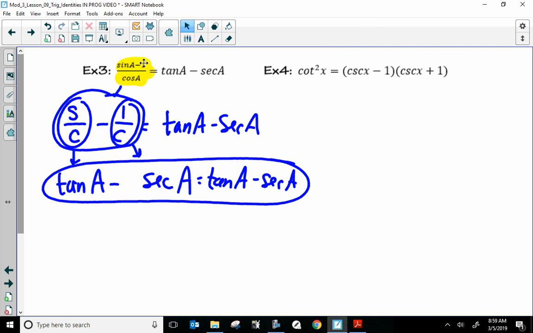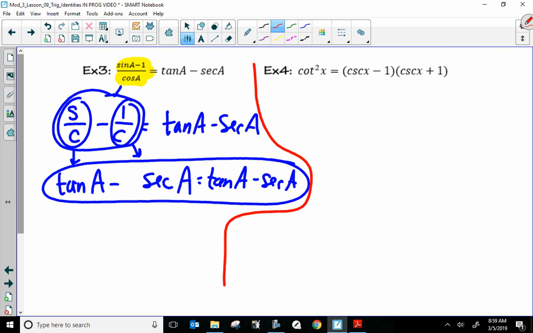Okay? So let's take a look at example 4. Oh, example 4. Ugh. All right. I have cotangent squared of x equals cosecant of x minus 1 times cosecant of x plus 1. Now, my brain is trained to see this. I am not going to mess with the left side at all. That is already one term. It's nice. It's easy. It's simple. The right side, I've got to try and do things.